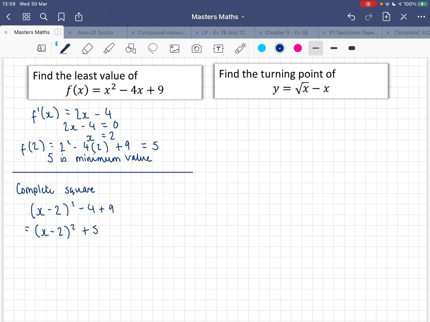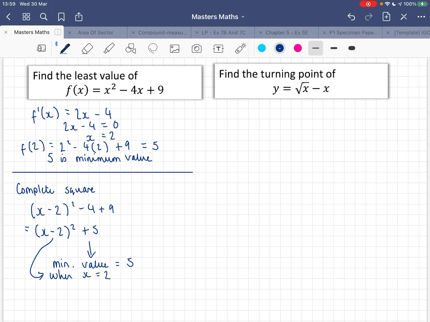And again, we can see that the minimum value is... remember, when we complete the square, it literally tells you the turning point of a quadratic. It tells you where the maximum or minimum point of the graph is by reading off what the y value is. So the minimum value is 5. And this happens by taking the opposite sign of x. So it happens when x is equal to 2.